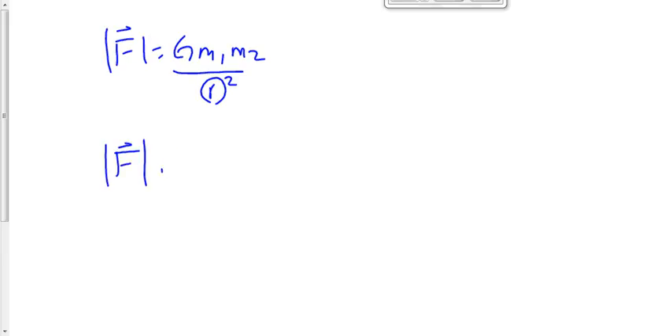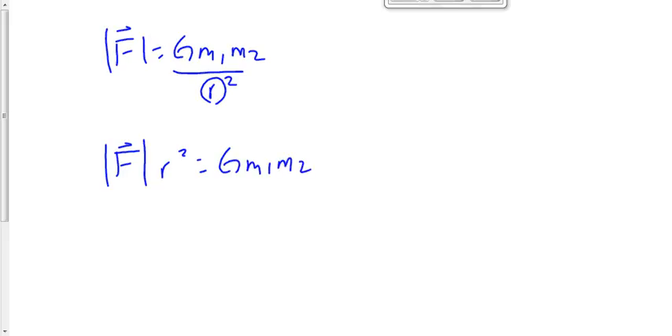Let's say we've got, once again, F is equal to GM1 M2 over R squared. You want to solve for R. Okay, what do we have to do first? First, we've got to get it to the top. How do you get it to the top? Multiply, right? It's divided, so multiply. So let's multiply both sides by R squared.